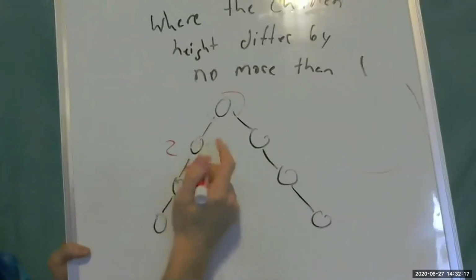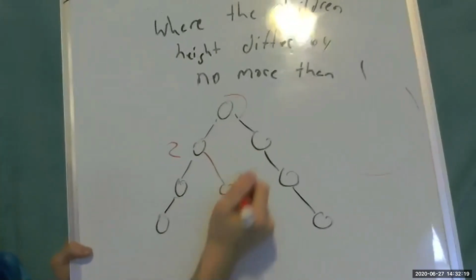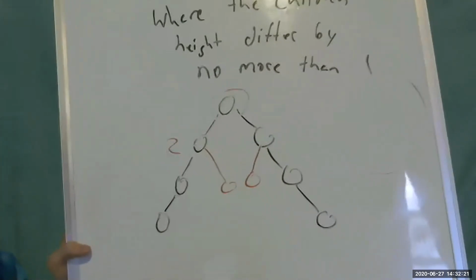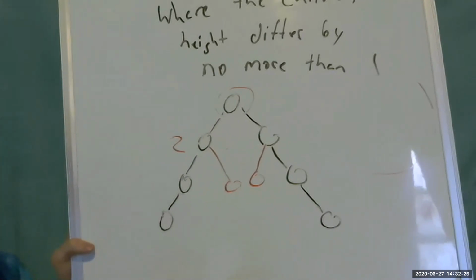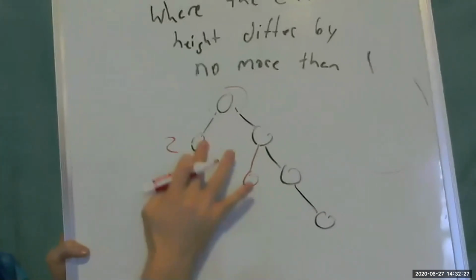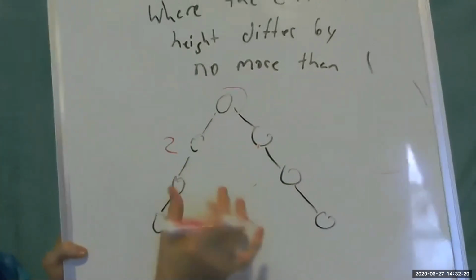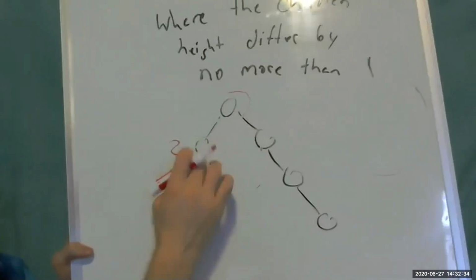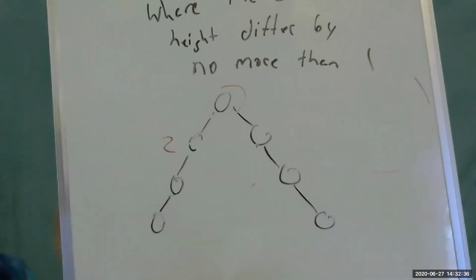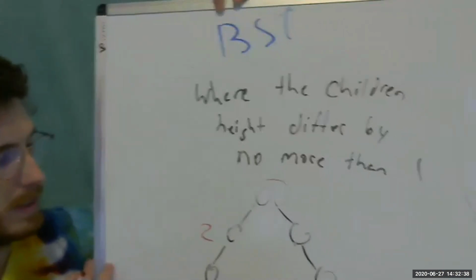Because if I had a branch here and a branch here, then we'd be balanced. But since we don't have those, we don't have an even or one-off relationship of those children. Okay, so that's going to hurt us.